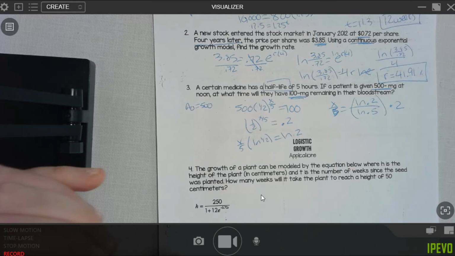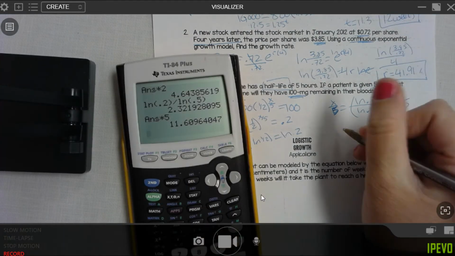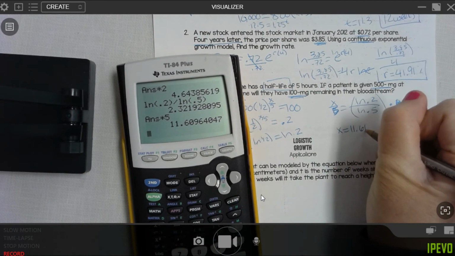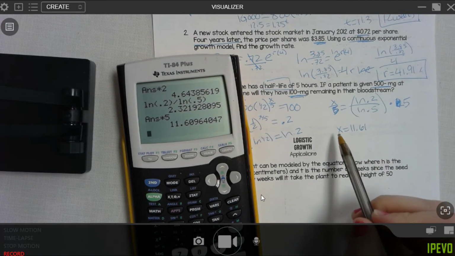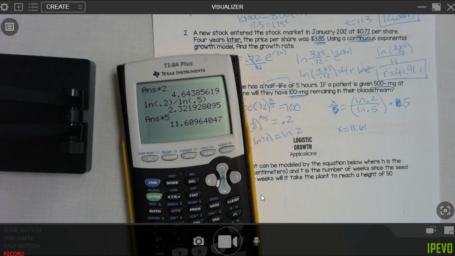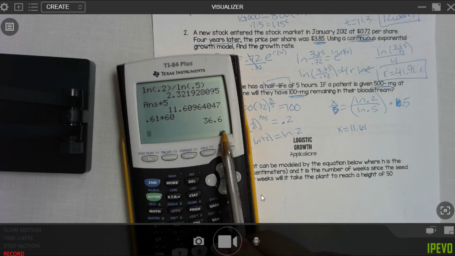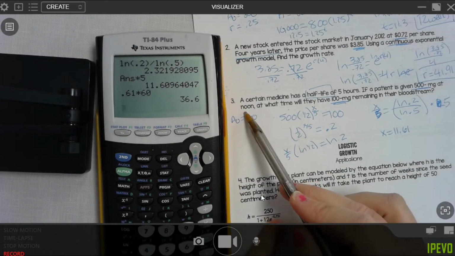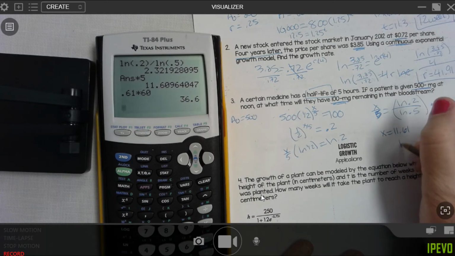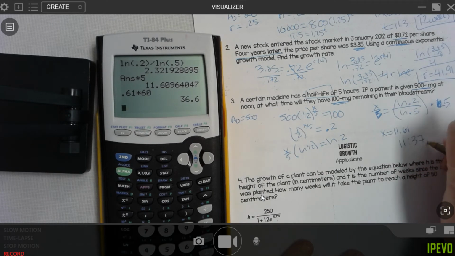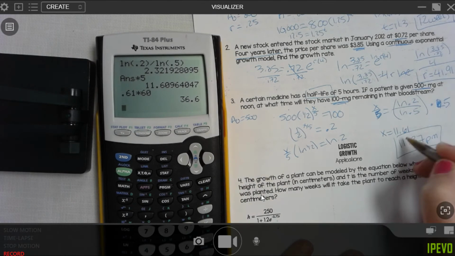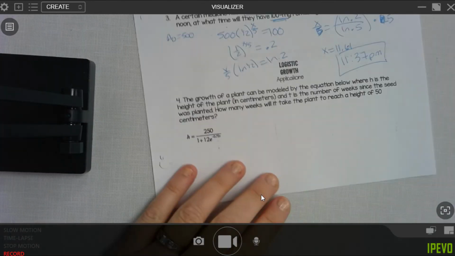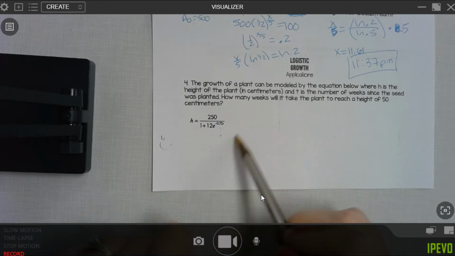So let's take this answer back. Multiply it by 5. So I get 11.609. So that tells me my x is about 11.61. So it means 11 hours and then 0.61 of an hour would be 36, almost 37 minutes. So I'm going to go ahead and round up to 37 minutes. So it happened at noon. So then this would happen 11 hours and 37 minutes later from noon.